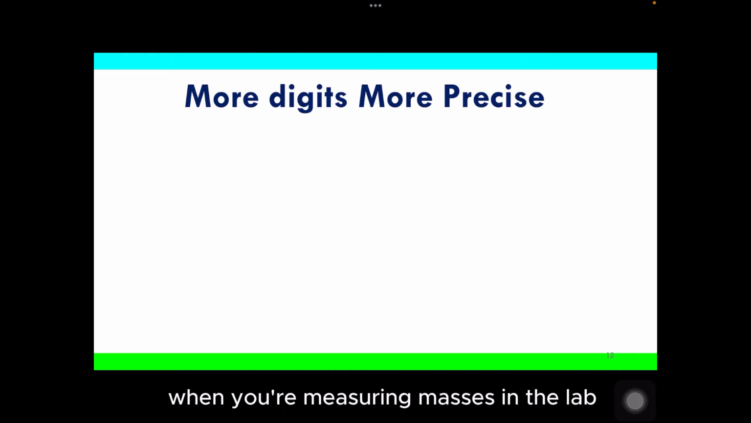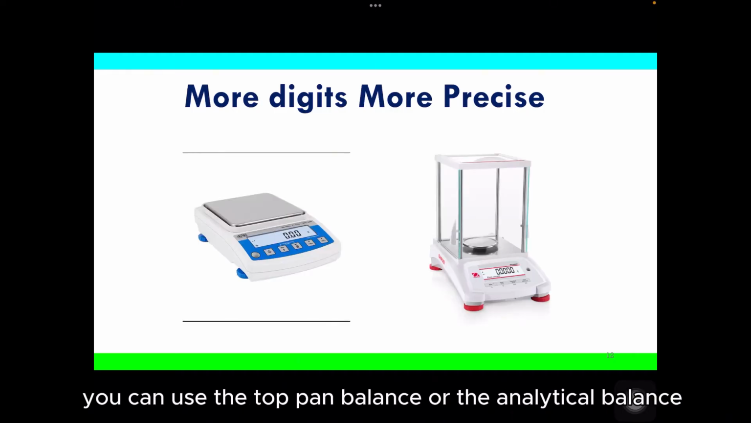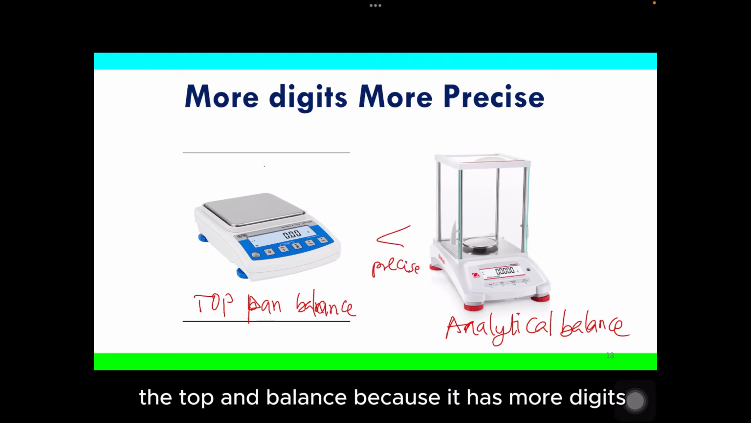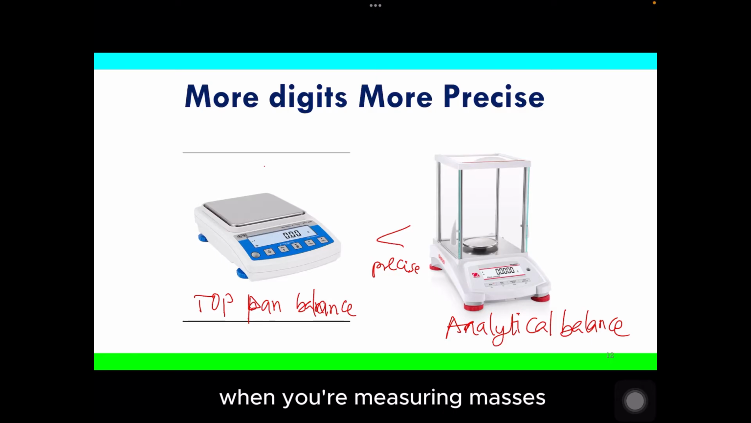When you are measuring masses in the lab, you can use the top pan balance or the analytical balance. The analytical balance is more precise than the top pan balance because it has more digits. When you are measuring masses, the more digits you have on the balance, the more precise your data will be.